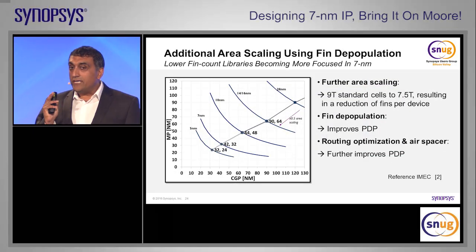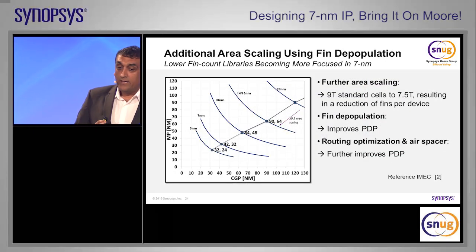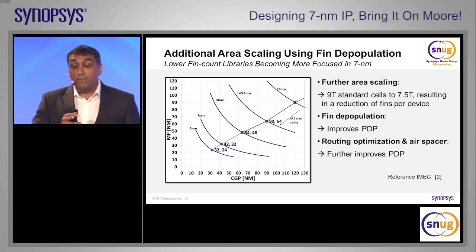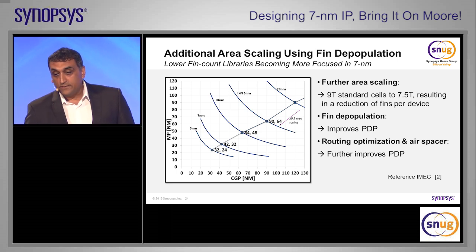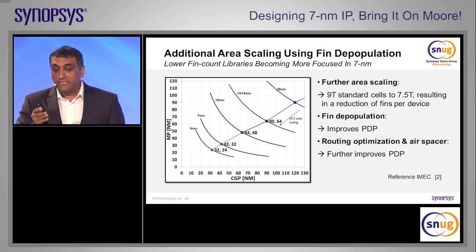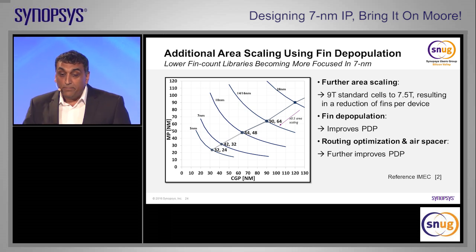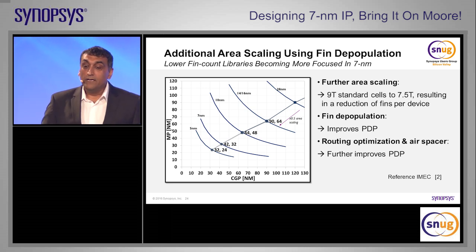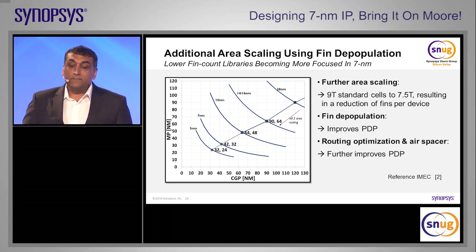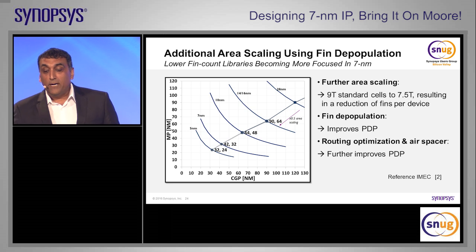So let's take that concept of area scaling a little bit further. On this graph, I've got the metal pitch and the contacted gate pitch. There are 2 axes. I'm showing 28, 16, 14, 10, 7, and 5. I'm showing you the coordinates of the contacted gate pitch and the metal pitch, so you can see those numbers by the dots. So with this format, you can scale by about 0.5.